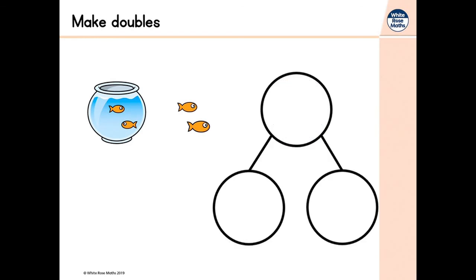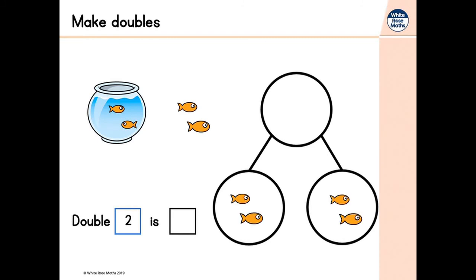We can think of this as a part-part-whole model. We could also say the phrase, double something is something. Remember, we started with two fish, and we wanted to double it. So we could show two fish and two fish, and double 2 is 4.